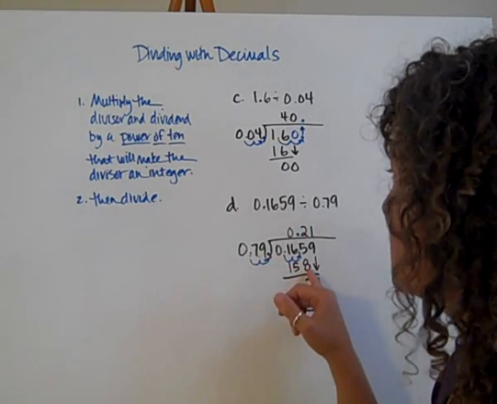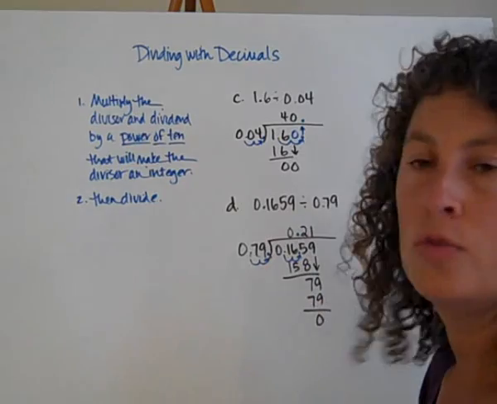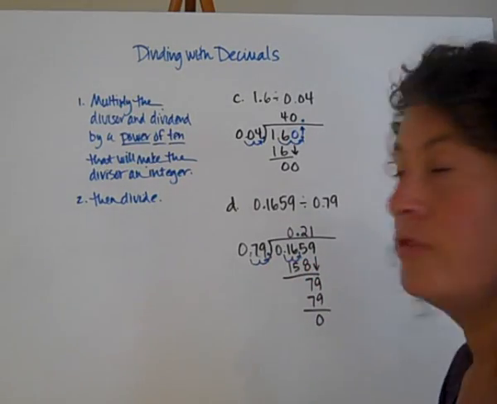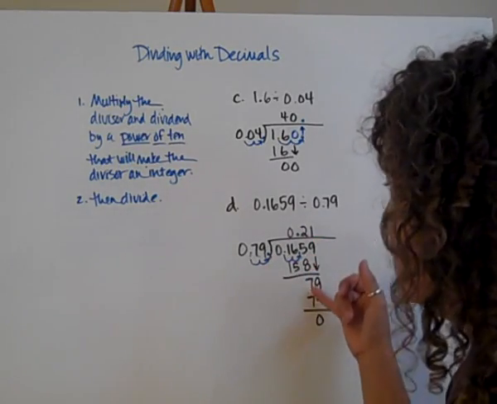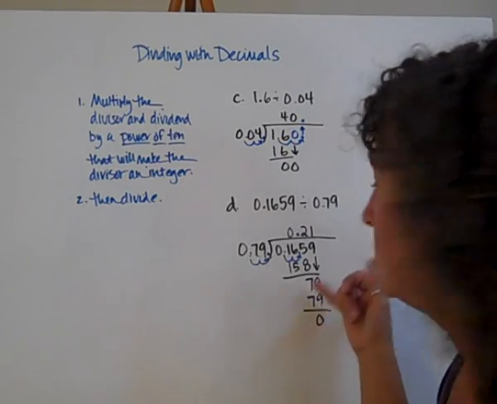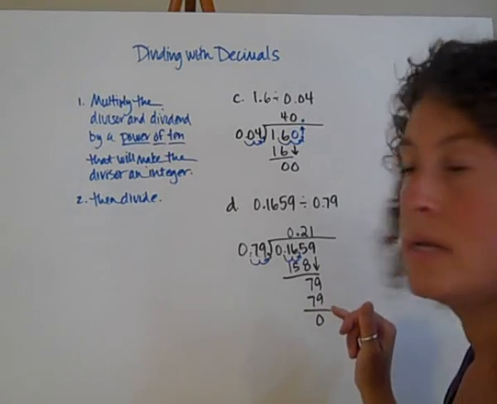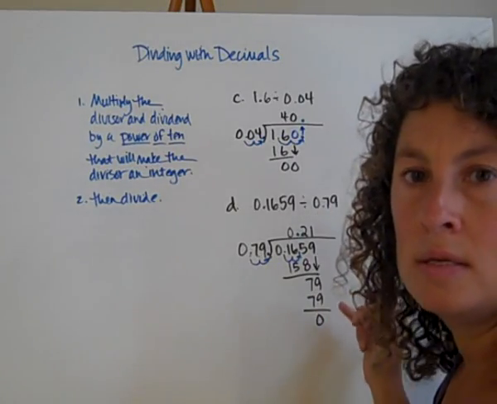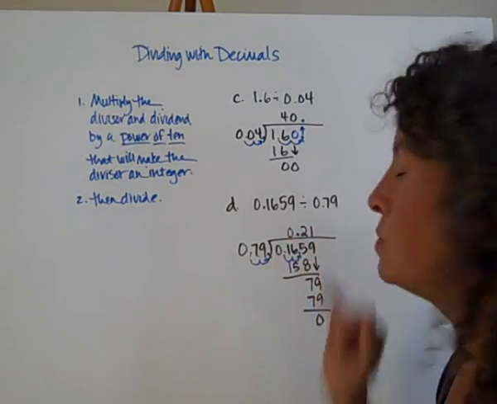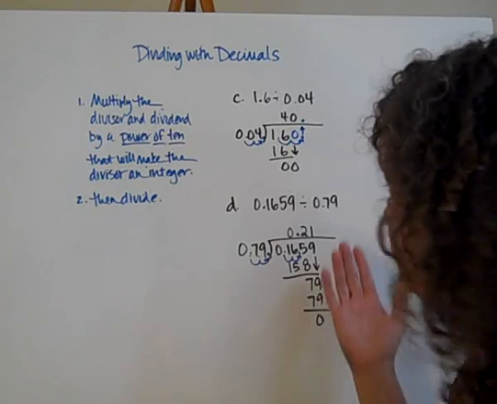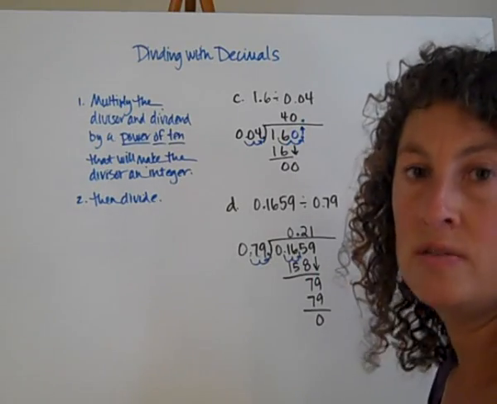2 times 9 is 18. Carry the 1. 2 times 7 is 14, plus that 1 is 15. I get 158. We're going to subtract. We get a remainder of 7. Now I'm going to bring down this 9. 79. 79 goes into 79 one time, so I'm left with a 1 at the end, and I am done. My decimal goes before that 2, and I'm finished with my dividing with decimals.